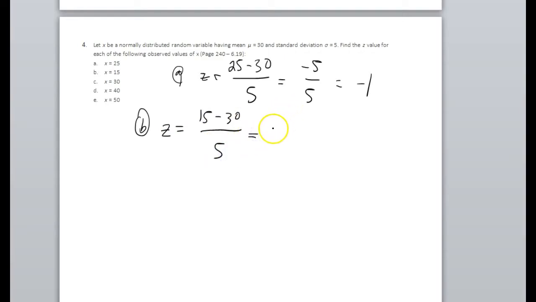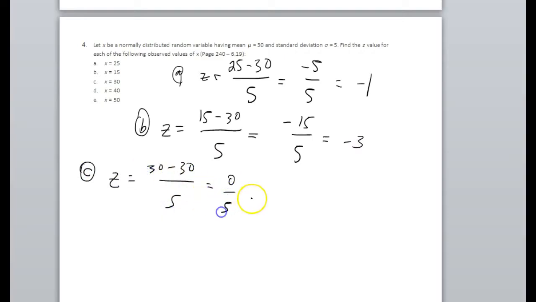Notice how the mu and the standard deviation don't change. It's just the x values that are changing in these. You get negative 15 over 5, which is negative 3. Z is going to be 30 minus 30 over 5, which is 0 over 5, which is 0. So that would actually mean that x is the mean. X is mu, which we can see is the case, right? X is 30, mu is 30, because there's no deviation there.